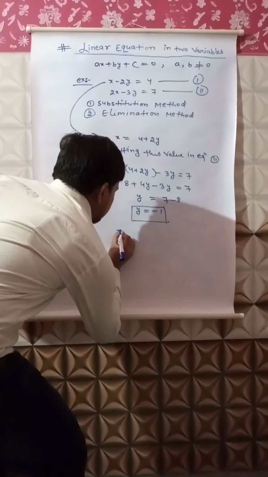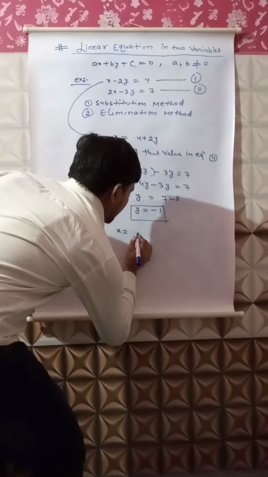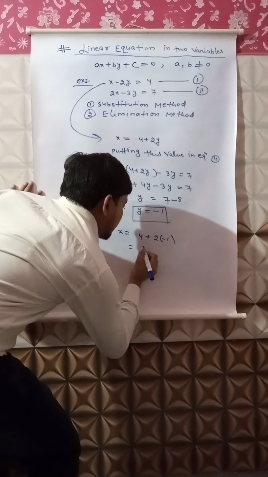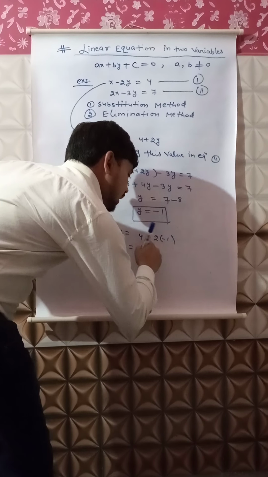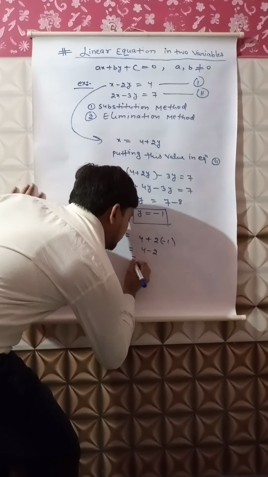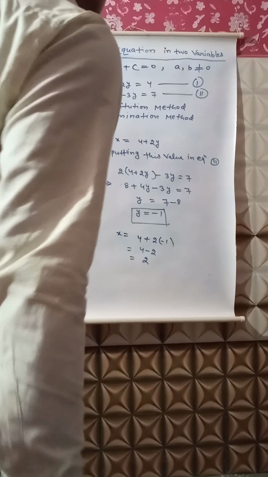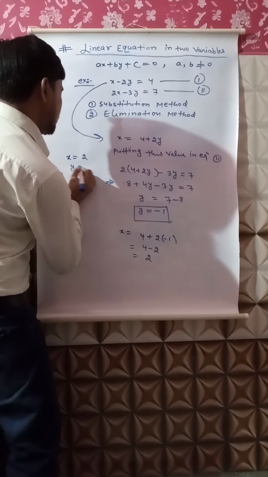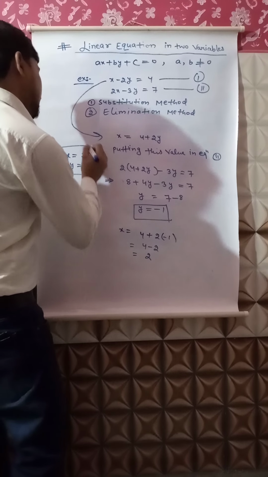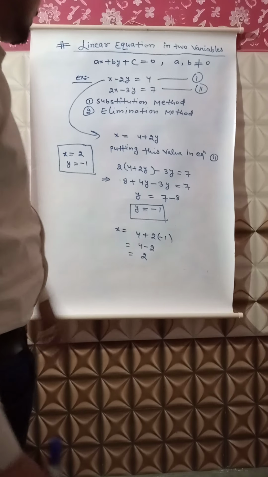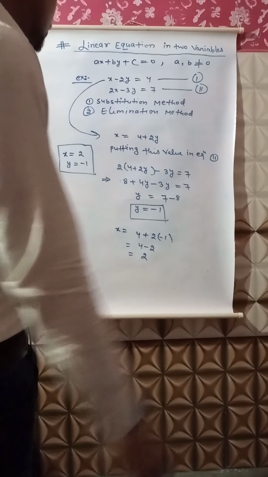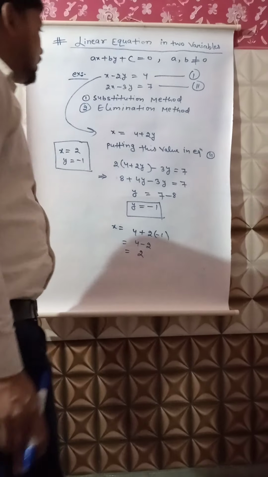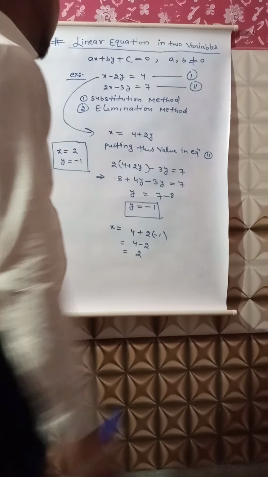So x will be 4 plus 2 into minus 1, that is 4 plus minus 2, which is equal to 2. So we have calculated x is equal to 2 and y is equal to minus 1. This is the final result of this equation, calculated by the substitution method. Now we are going to solve this equation by the elimination method.